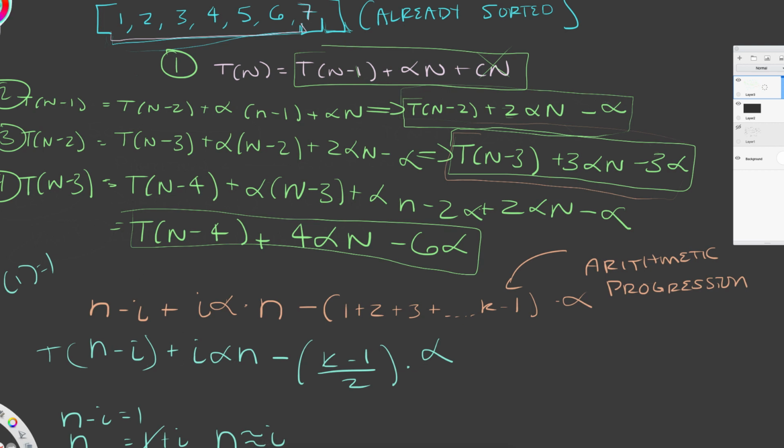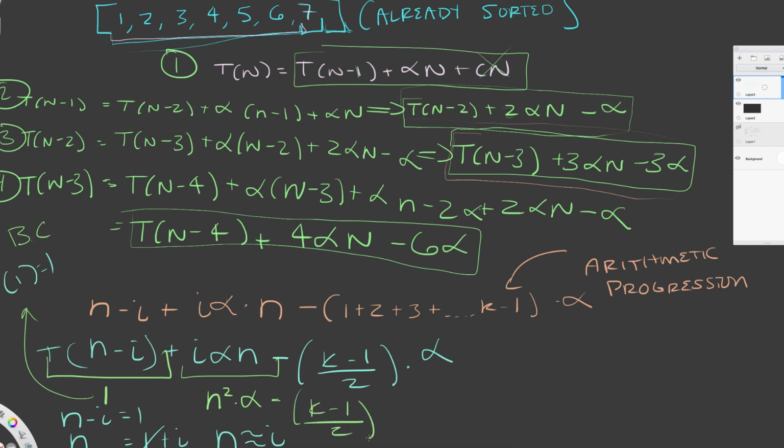So what does that leave us with? That leaves us with this final element here. This turns into 1 because of our base case. This is our base case. This over here essentially turns into n squared because i and n are the same, so this becomes n squared by alpha. And then we're subtracting (k minus 1) divided by 2 multiplied by alpha.